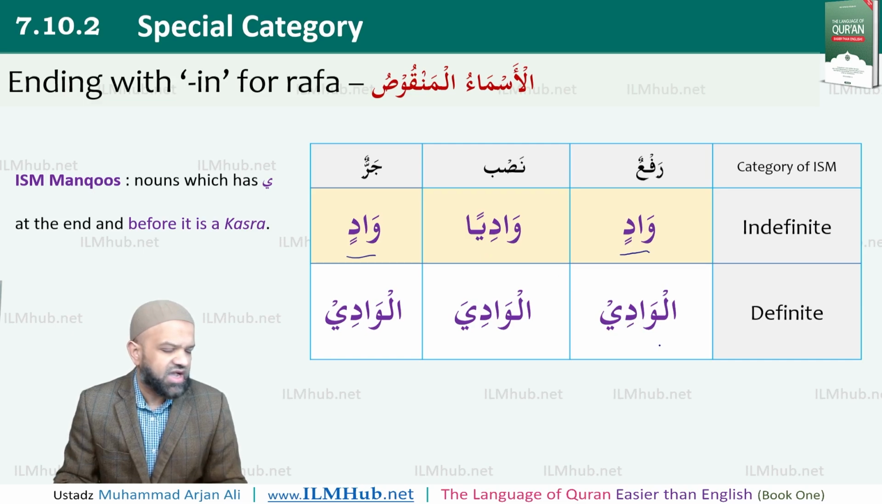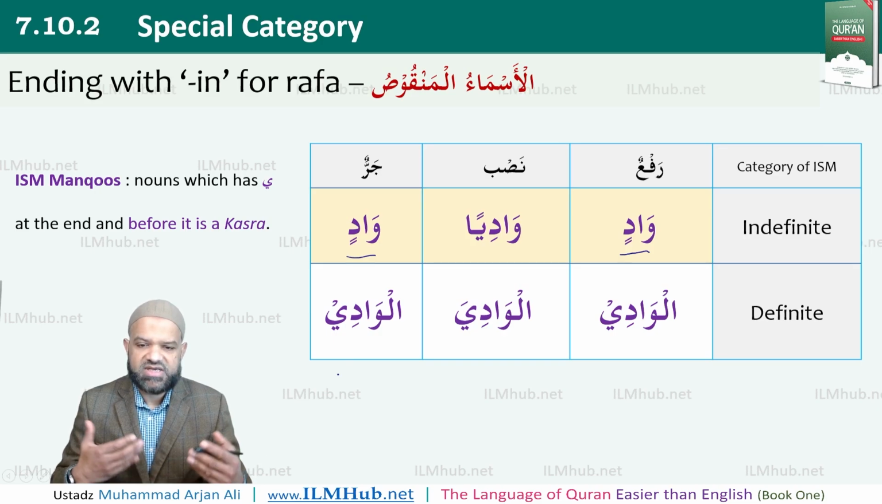And when we add al, of course the tanween will disappear, but we have al-wadi in the rafa, al-wadiya in the nasab, and al-wadi in jarr. Now why does it do that? Because it has a special ending, usually with a kasra before the ya, and it disappears in the indefinite and comes back in the definite. These are the details we will pick up, inshallah, in the advanced form.